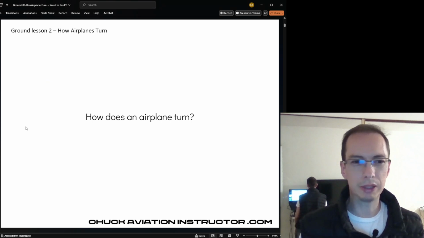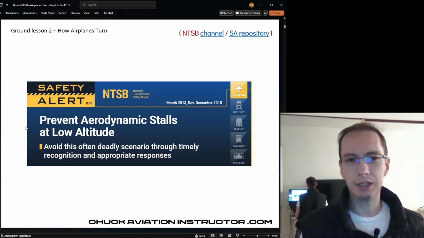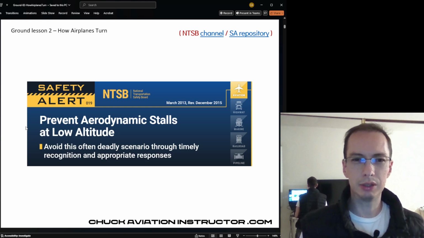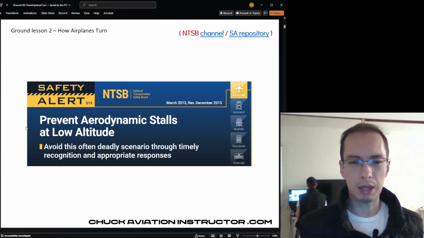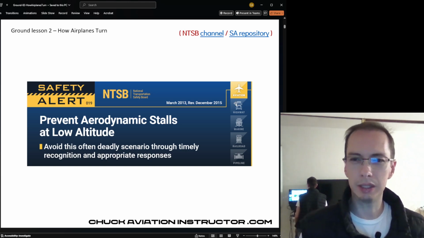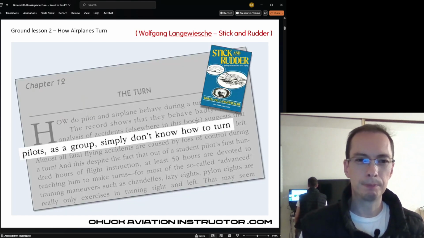So how does an airplane turn? You see, this is a big safety concern. The National Transportation Safety Board issued a Safety Alert about aerodynamic stalls at low altitude. When pilots don't turn well, they can get into trouble, into stalls, and if they do so at low altitude, they don't have enough time or space to recover.